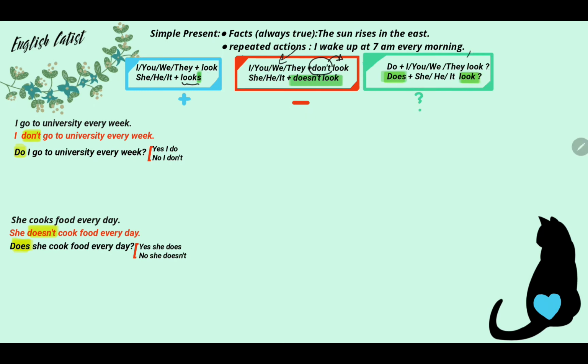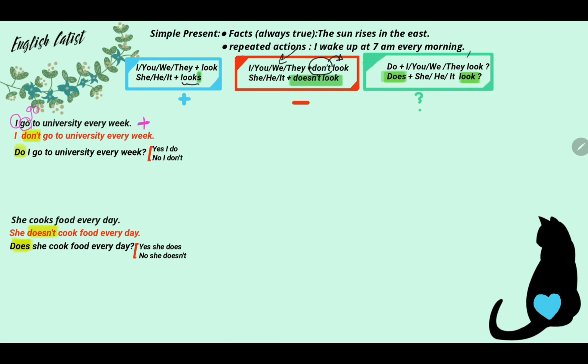Okay, I start with the first example. I go to university every week. So, it is a positive form, and because our subject is I, the verb is simple, go.